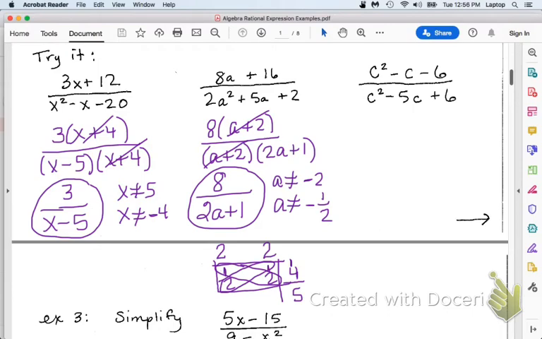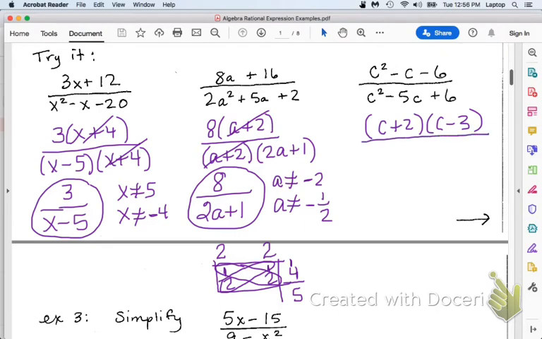So I need to factor the trinomial in the numerator. If I look at the numerator, I have factors of negative 6 that sum to a negative 1, so that probably is negative 3 and positive 2. So I have c plus 2 times c minus 3. You always want to check that. Negative 3 times 2 is negative 6. Negative 3 plus 2 is negative 1. So that should work, or you could FOIL it to double check.